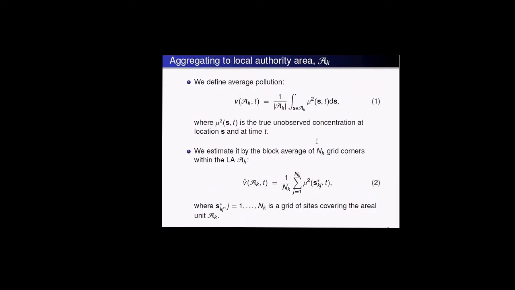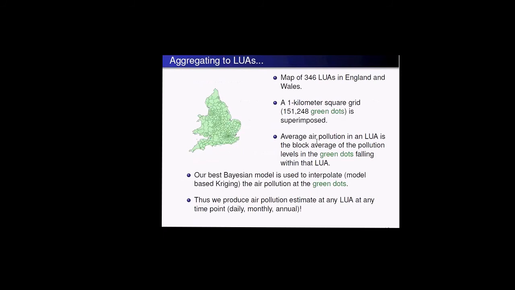Now we come to talk about aggregating to local authority areas. How do you get an estimate for a local authority, a polygon inside our study region? That's a difficult integral. We can write it as on the slide, equation 1. We estimate that integral by a block average of n_k grid corners within each local authority. You see the equation there, and that is summed up in this slide here.